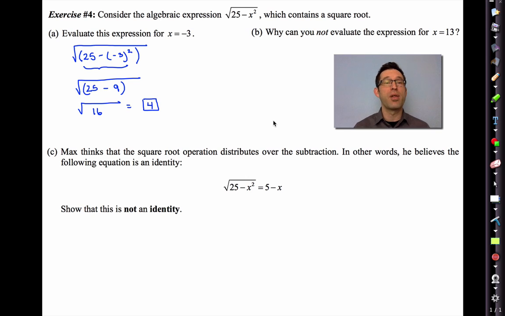We're only going to get that plus-minus issue going on when we solve equations involving x squared. And we're not solving an equation here involving x squared. We're just evaluating an expression. But we get 4. Letter B, why can you not evaluate the expression for x equals 13? Go for it. See what happens.